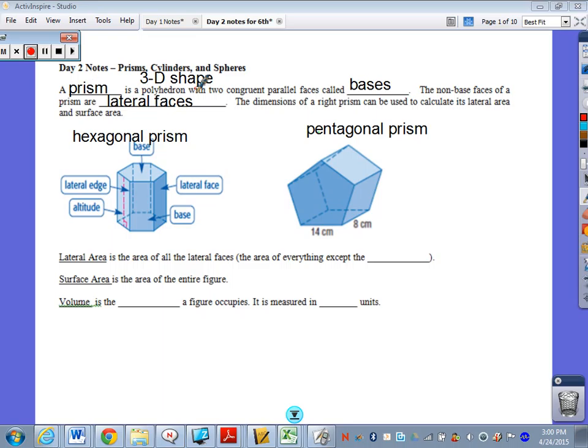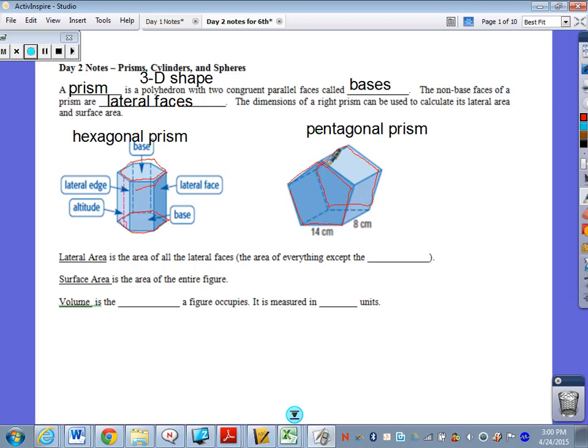So a prism is a polyhedron or a 3D shape with two congruent parallel faces called bases. The non-base faces of the prism are called lateral faces. And we can use the dimensions of a right prism to calculate the lateral area and surface area. So for a prism, we have the bases. Those are the two parallel sides. And just remember, base does not mean bottom. Okay. And then for this one, the base is the pentagon because that's the parallel and congruent side.